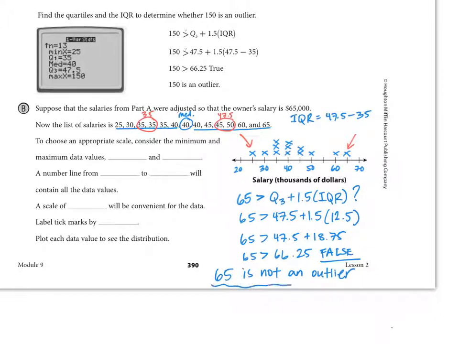Essentially what this formula is testing is, is 65 far enough away? Is it bigger than Q3 plus this extra number that we're adding on top of Q3? So is it far enough away from Q3? And in this case, it's not far enough. It's really almost there. So let's try your turn, or have you try. Go ahead and pause it once I get there.